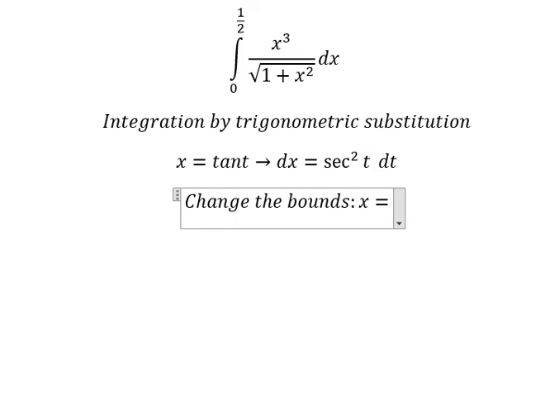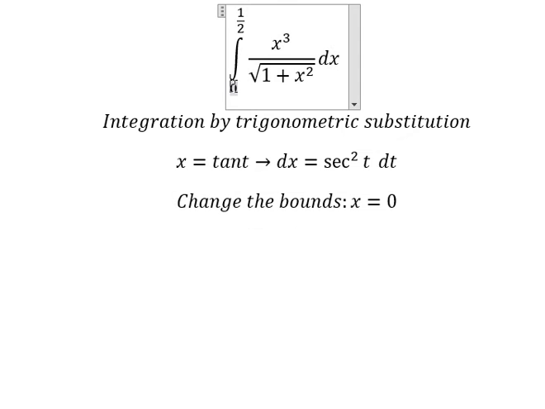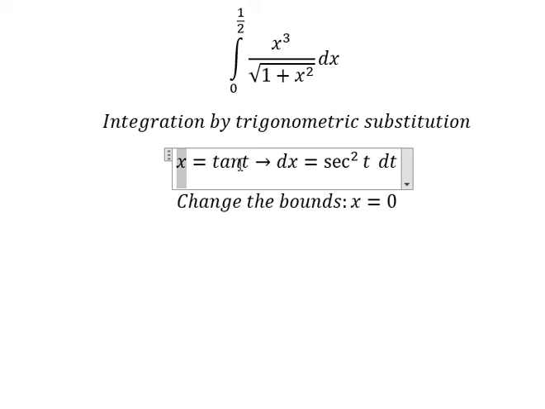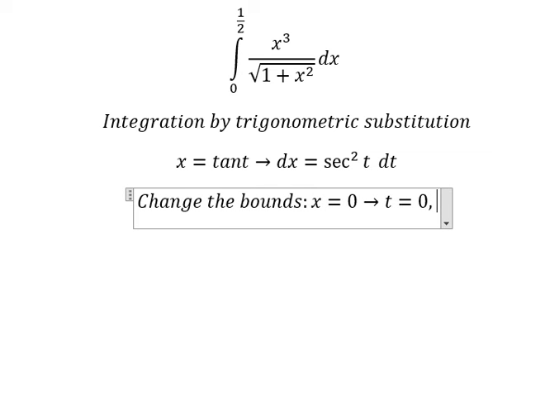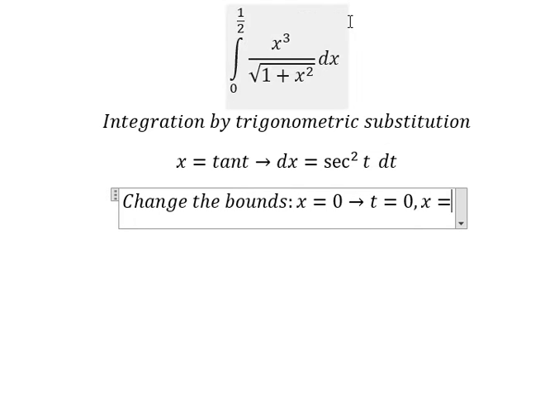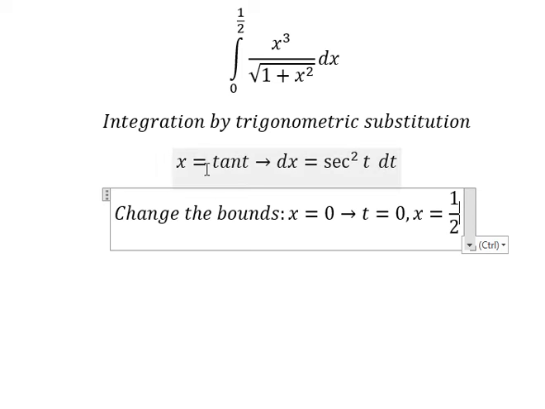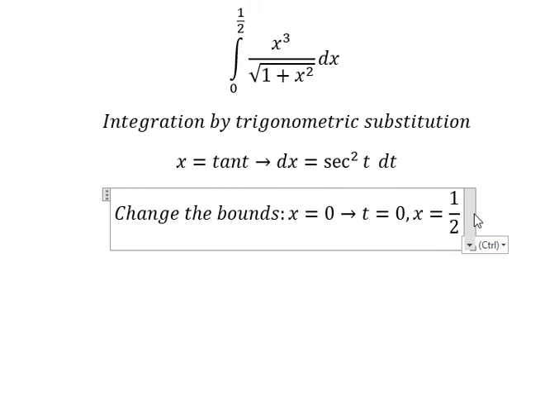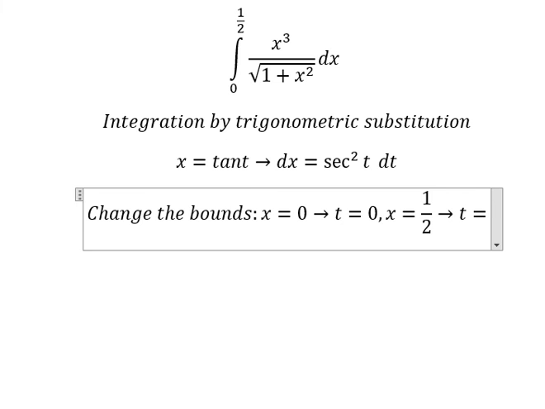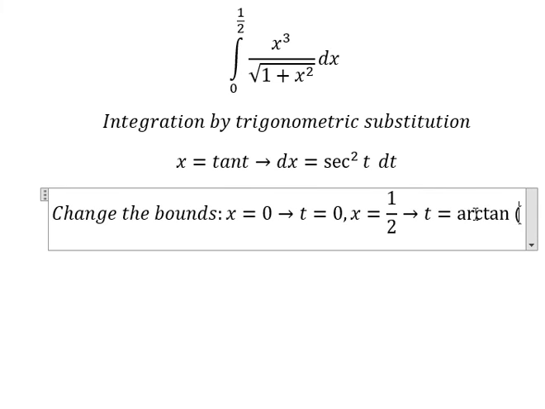When x equals number 0, I will put number 0 here, and we can find the value of t. So t equals number 0. When x equals 1 over 2, I will put 1 over 2 here, and now we can find the value of t, that is arctan of 1 over 2. So we have t equals arctan of 1 over 2.